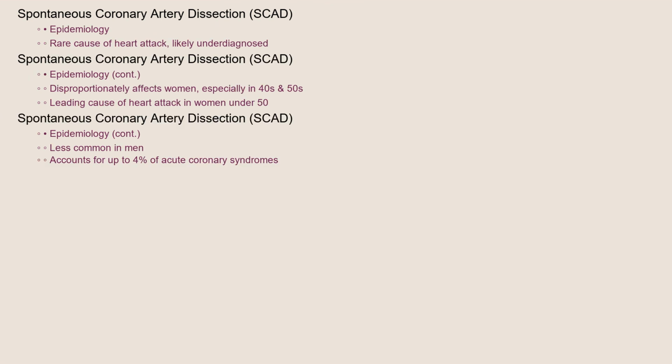Epidemiology: SCAD is considered a rare cause of heart attack, but it is likely underdiagnosed. It disproportionately affects women, particularly those in their 40s and 50s. In fact, SCAD is a leading cause of heart attack in women under 50. While it can occur in men of any age, it is far less common. Recent studies suggest that SCAD accounts for up to 4% of all acute coronary syndromes, which include heart attacks and unstable angina. Improved awareness and diagnostic techniques are continually refining our understanding of the true prevalence of SCAD in the population.